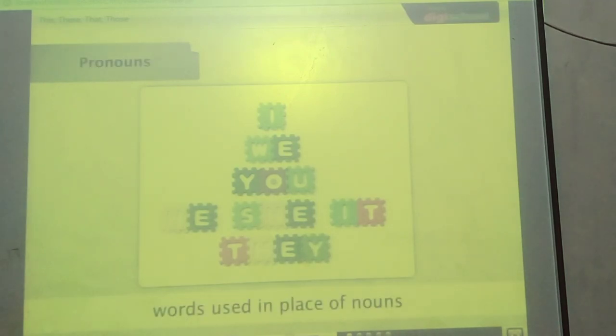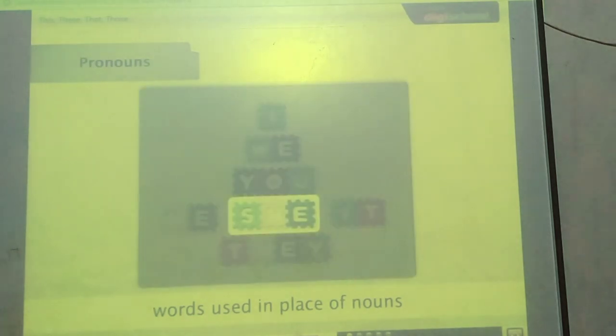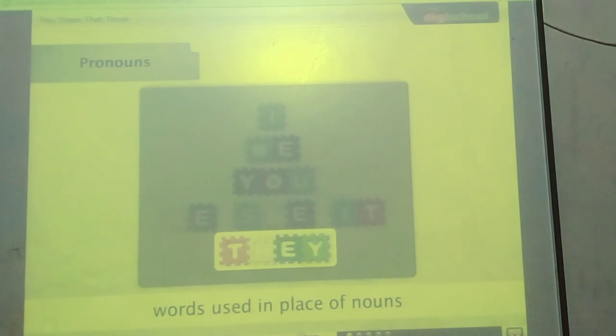Words used in place of nouns. For example, the words I, we, you, he, she, it, and they are pronouns. तो हमारा क्या है? Pronoun क्या होते हैं? I, मैं, we, हम, you, तुम, he, वह, he, यह. She, वह, he लगता है लड़कों के लिए, she लगता है लड़कियों के लिए, it, यह, they, वे, okay?